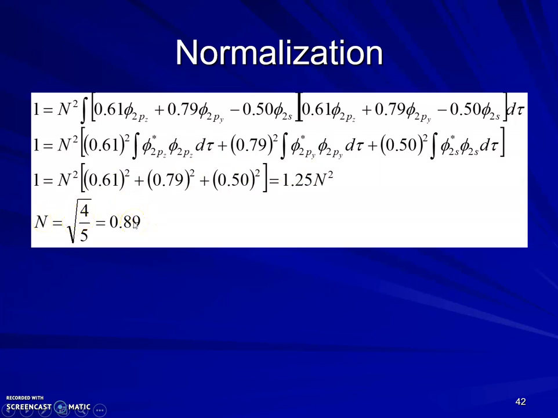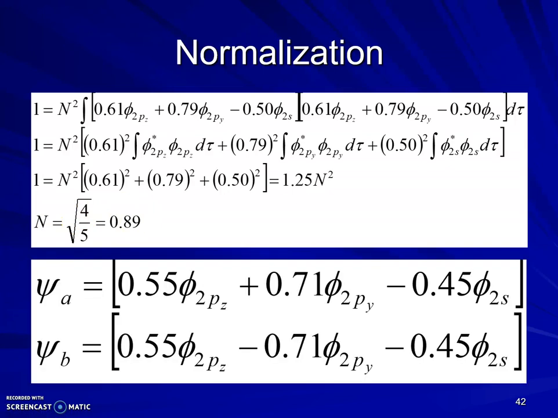That's 0.89. So if we go ahead and multiply both of those orbitals we calculated through by 0.89, that drops the coefficients from 0.61, 0.79, and 0.5 to 0.55, 0.71, and 0.45. And what we end up with is two orthogonal orbitals that are at the correct bond angle and are completely normalized. And we've got the orbitals for the bonding orbitals for water.